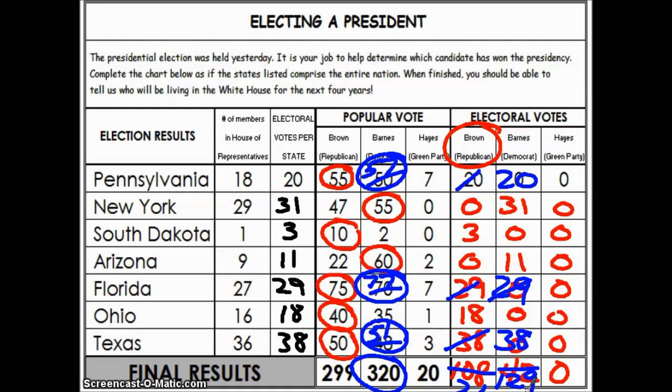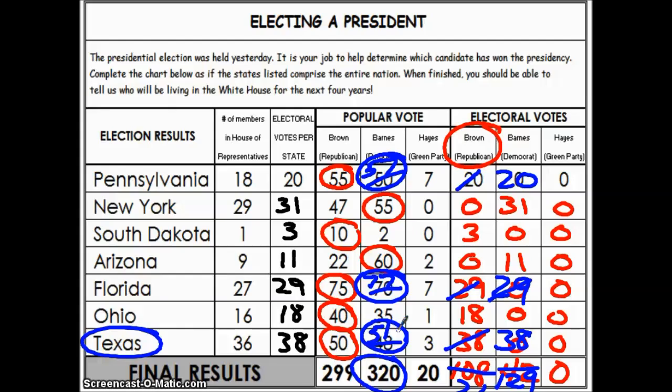In fact, we could have just picked one state. If you would have just looked at Texas, and just changed Texas, that would have been enough to drop Brown down to 70 electoral votes, and Barnes would have had 80, and just Texas alone would have swung the election. So third-party candidates, in other words, aren't going to win an election, but they can determine who does win just by their participation.